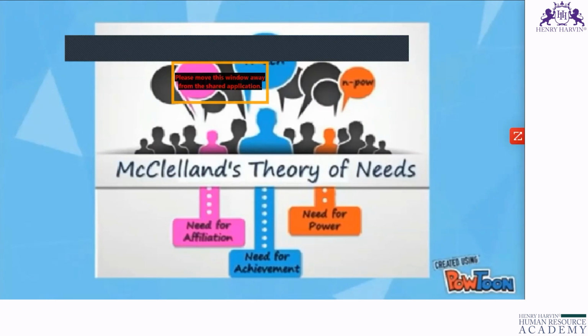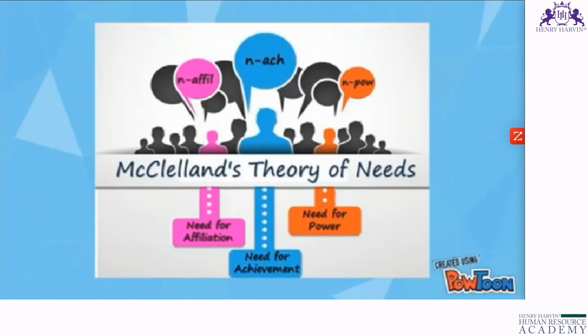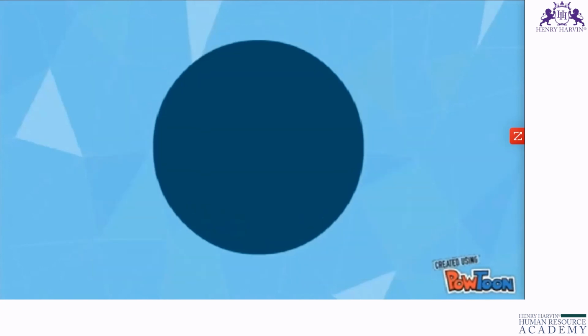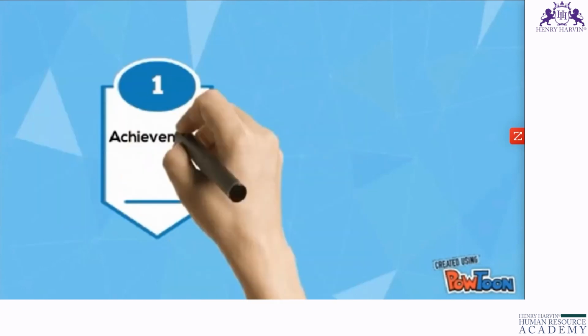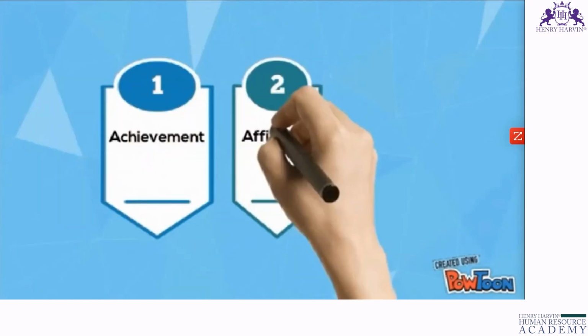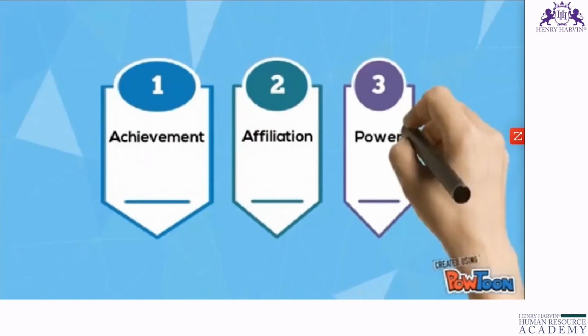McClelland's theory proposed that an individual's needs are acquired over time and are shaped by one's life experiences. It is one of the theories focusing on human motivation. McClelland says that, regardless of our gender, culture, or age, we all have three motivating drivers, and one of these will be our dominant motivating driver. There are three dominant motivators in McClelland's theory. First, achievement. Second, affiliation. Third, power.